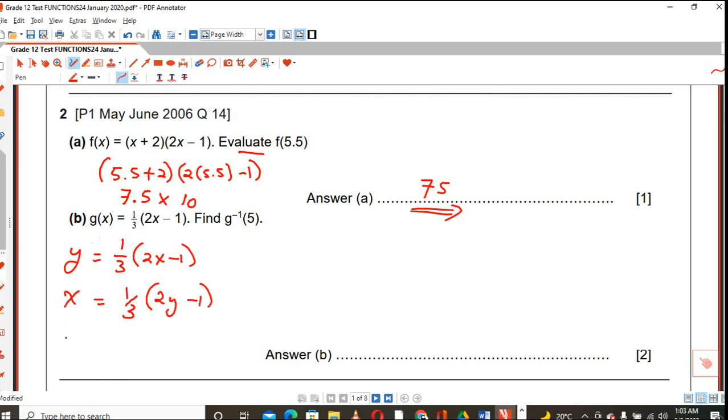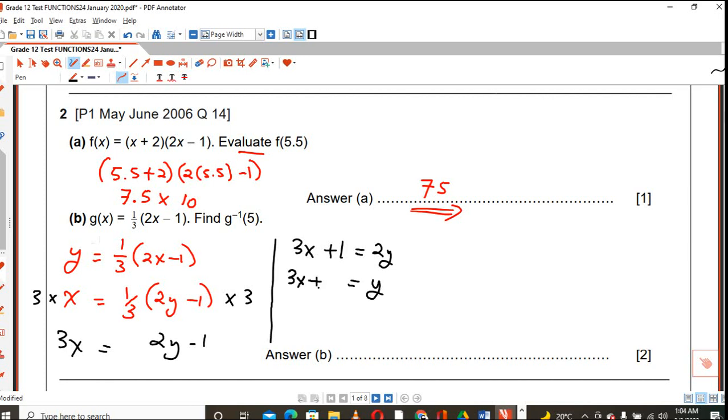So the objective, remember, is to make y the subject of the formula. So I'll multiply here by 3, and you also multiply this side by 3 in order to cancel out those 3s. So you have that left equals 3x. That brings me to 3x plus 1 equals 2y. And then y will be 3x plus 1 all upon 2. Therefore, the inverse of this function will be 3x plus 1 divided by 2.